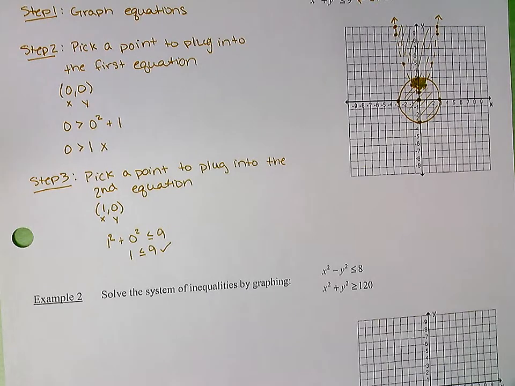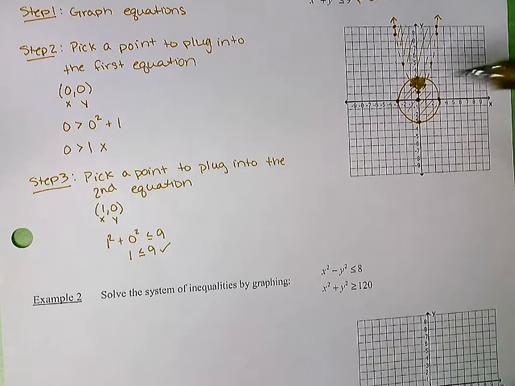The circle is shaded, right? Yeah, inside the circle was. Why is it in that spot? Because they both are shaded in that area. So that's your solution set. Okay, any questions on this first one?